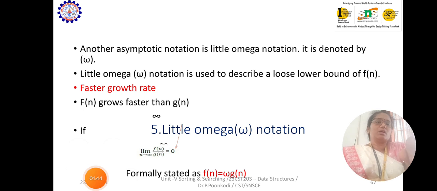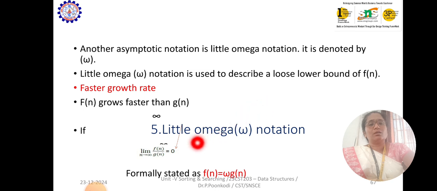Then another asymptotic notation is the little omega notation. It is denoted by omega. The little omega notation is used to describe a lower bound of f of n, and it provides a fast growth rate, so f of n grows faster than g of n. The little omega notation is represented using the limit as n tends to infinity of g of n divided by f of n equal to 0. It is formally stated as f of n equal to omega of g of n.